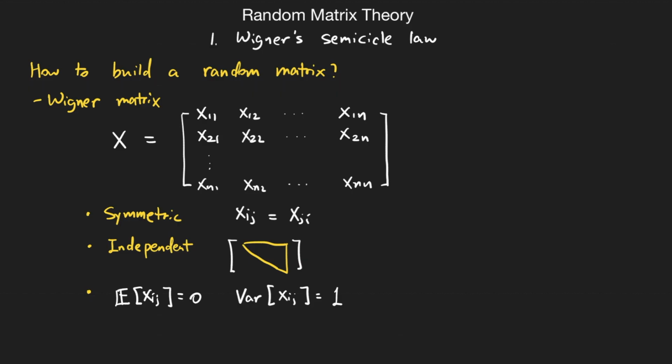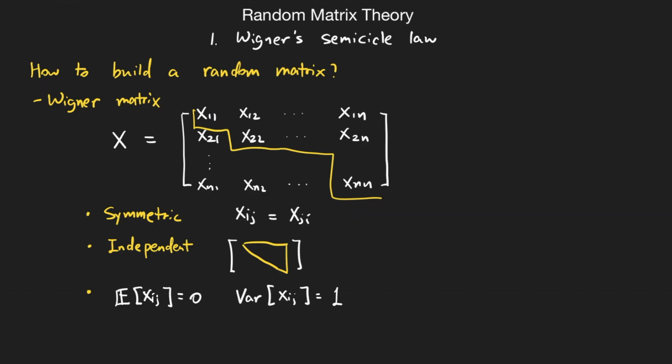In order to understand the Wigner semicircle law, let's think about how to build a random matrix. So the Wigner matrix is a random matrix with a pretty simple setup. It starts with an n by n matrix X. The entries of this matrix are random. The conditions that X needs to satisfy are pretty minimal. The first is that X needs to be symmetric, which means that Xij is equal to Xji. This implies that only the entries above the diagonal line are free variables.